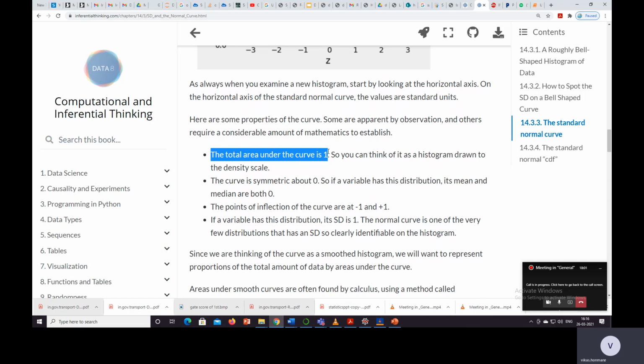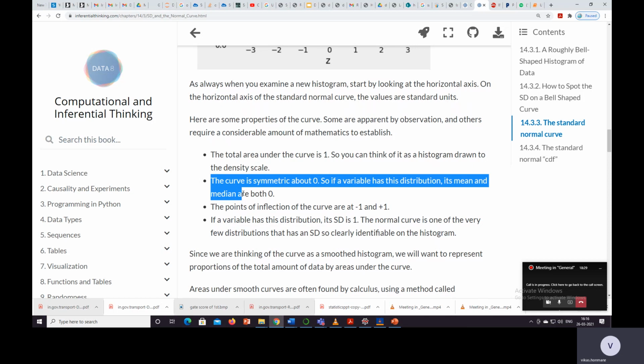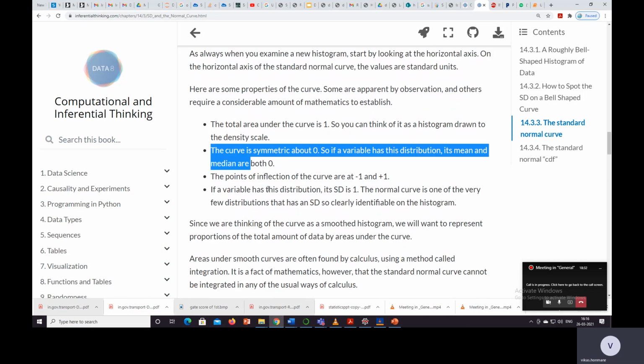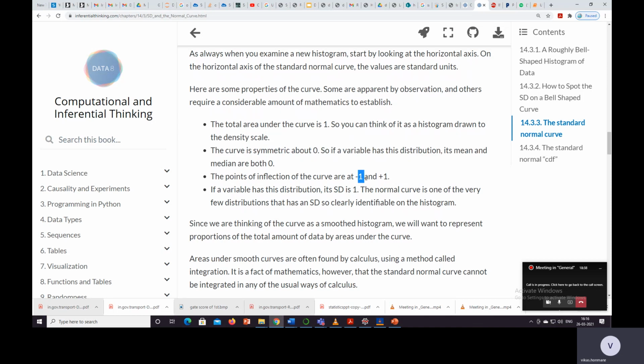Then the curve is symmetric about 0, the mean. Here for the standard normal curve we have mean equal to 0. So if a variable has this distribution, its mean and median are both 0. Okay, so it has a symmetric distribution, and mean and median are both equal. Here also you can expect a one-mark question. The point of inflection of the curve is at -1 and +1. Okay, so that is apparent.